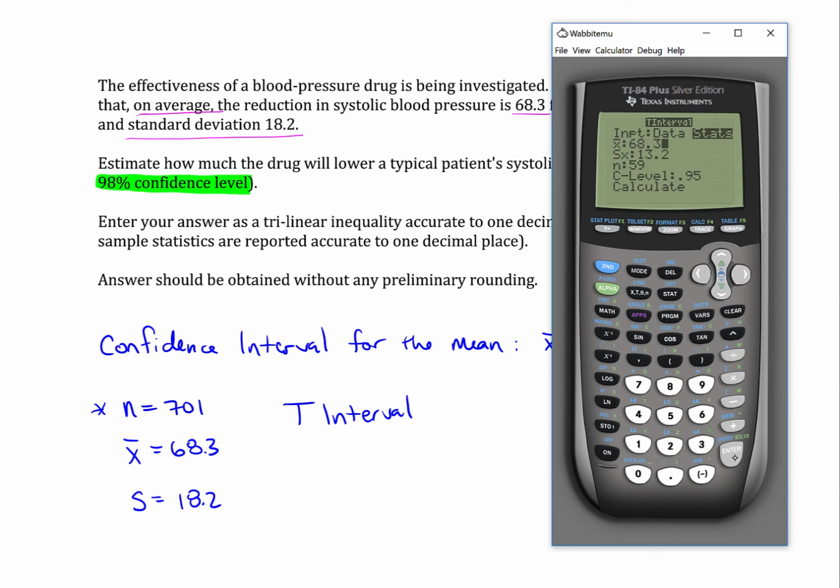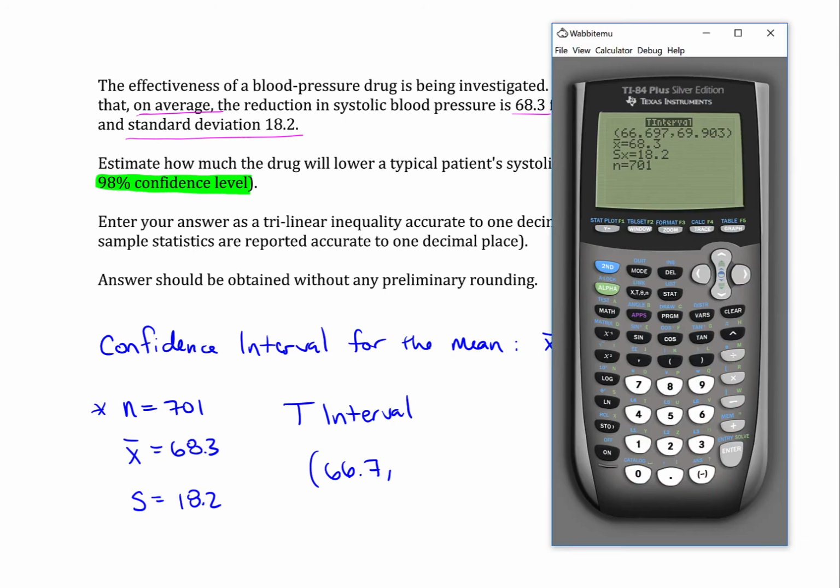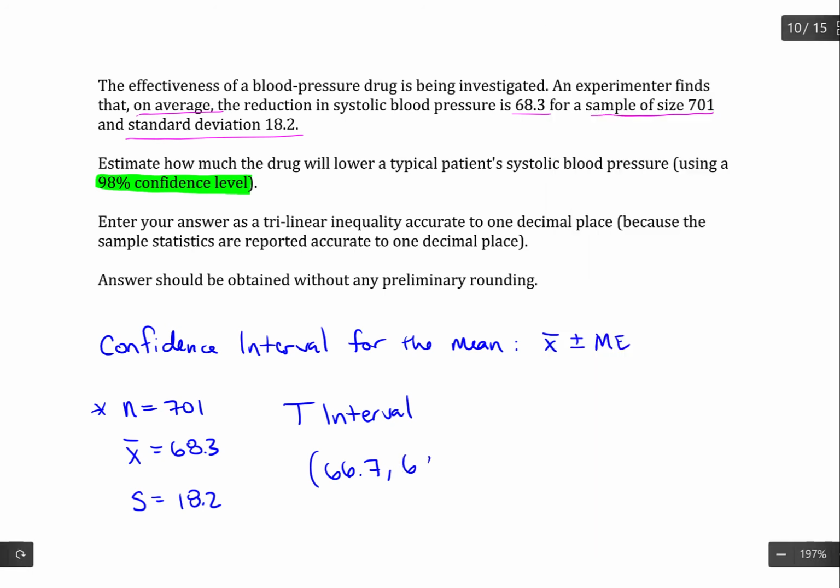The sample mean is 68.3. Standard deviation is 18.2. And my sample size is 701. The level of confidence is 98%, so 0.98. And I'll hit calculate. So the endpoints of my interval then are 66.7. It said to do 1 decimal place of rounding, and 69.9. That is the confidence interval for this problem.